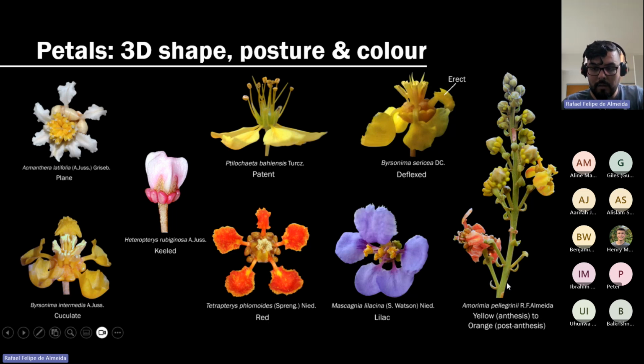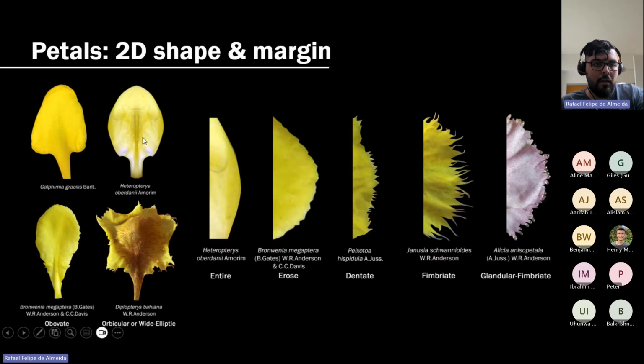Like this one in Amorimia, you can see here the flower buds seem greenish, and they become very vivid yellow when they are open in anthesis, and after pollination they become reddish or orange, and this is a mechanism that signals to the pollinator that in this flower you will not find any resources anymore. Please go to the other one.